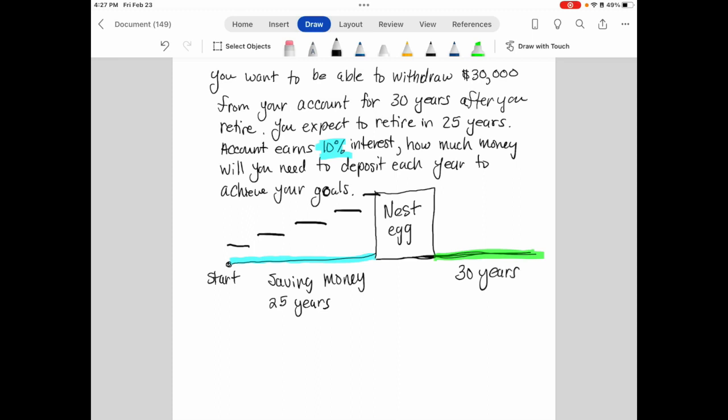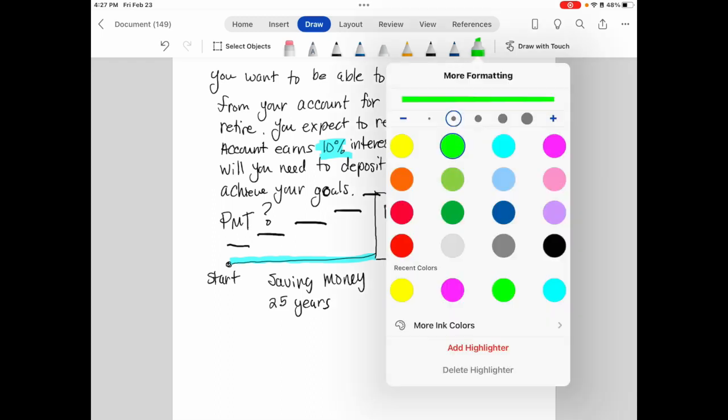He wants to be able to pull out $30,000 per year to live on. What we're trying to figure out is how much money he needs to deposit every year to achieve this. So we're looking for these payments. Because of the way that this is set up, we're going to have to work backwards, and we're going to have to do this in 2 parts.